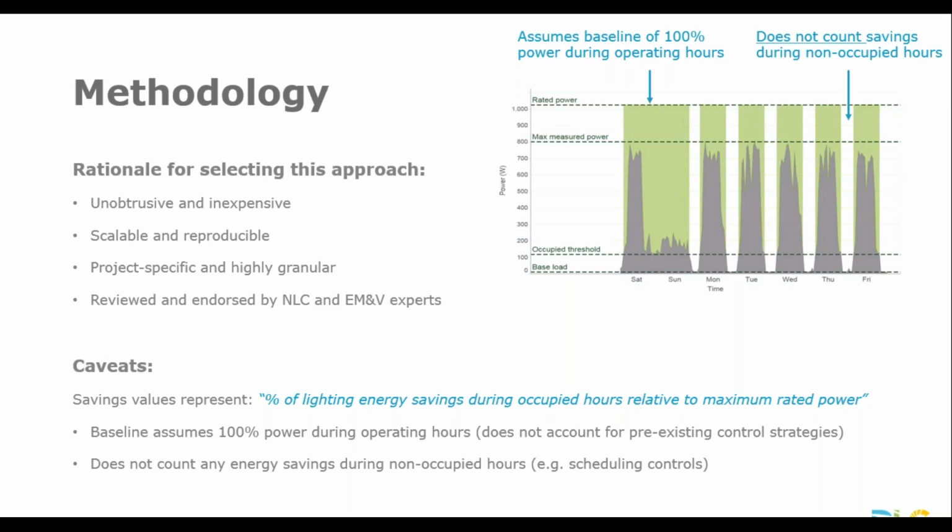The second is that we do not count savings during non-occupied hours. So if network lighting controls were being used as a scheduling control, we don't pick that up because we're not assuming that the lights were on 24/7.